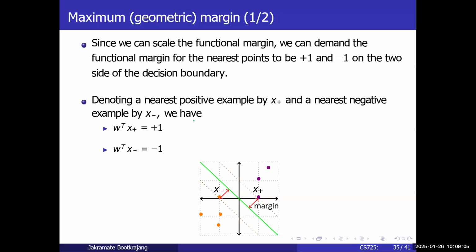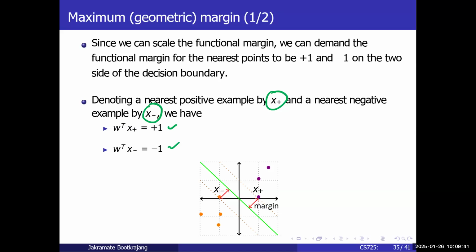So what we have here, right? Let's say the nearest point in the positive examples is x plus, and the nearest negative would be x minus. Then the dot product between the decision boundary and the point, you will get +1 and -1 respectively. Right now we only care about the sign, whether it's positive or negative.